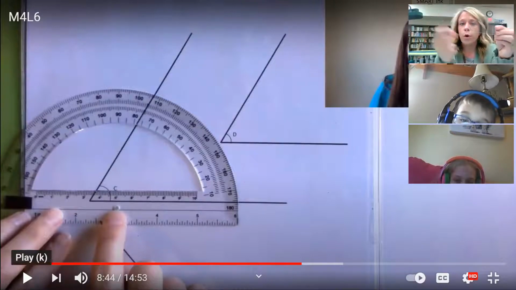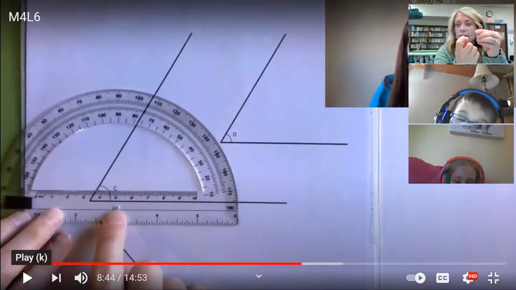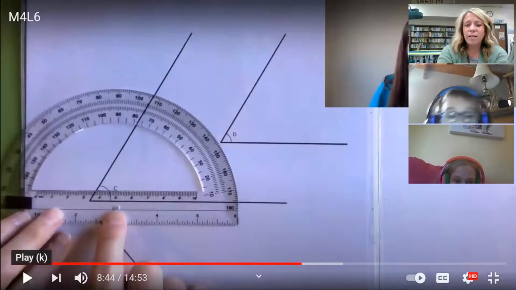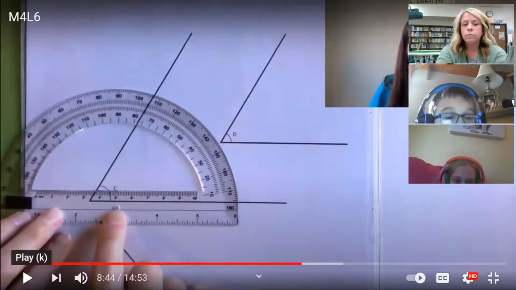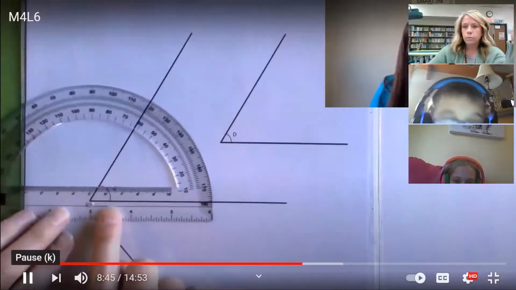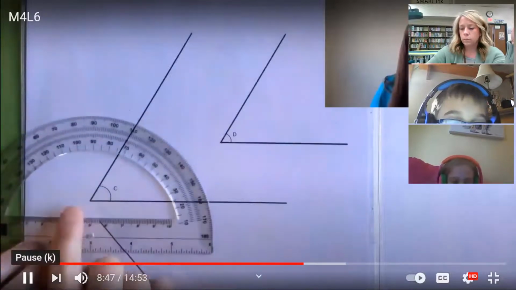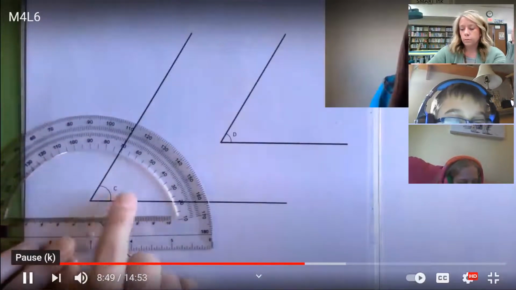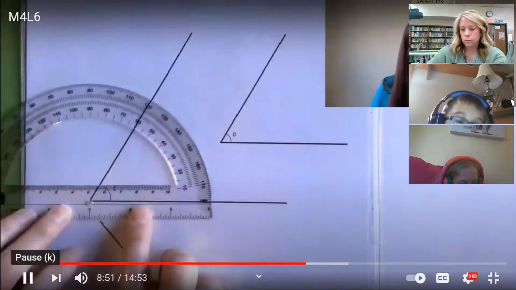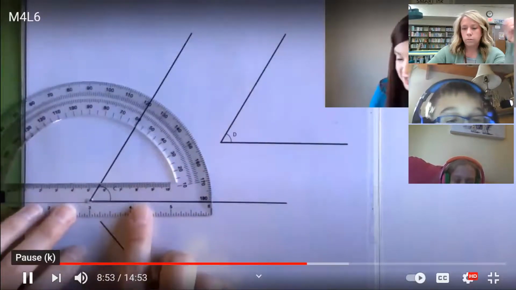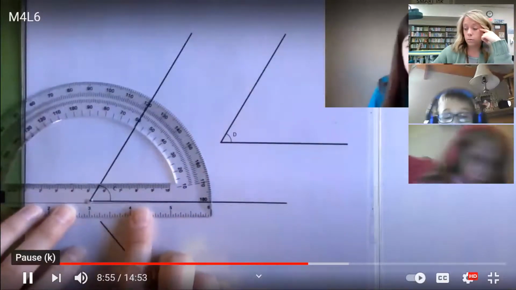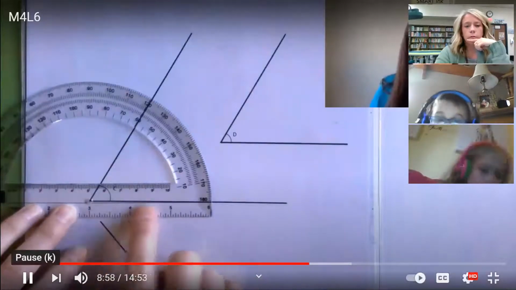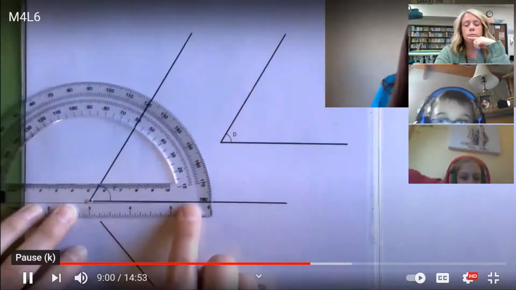The first checkpoint is making sure the center of this is lined up exactly with the vertex of the angle. See that notch there? With the vertex of the angle. So here's the vertex of angle C where the two sides meet. And I'm going to align that with the notch in the center. There we go. And then we have to align the zero line or the baseline on the protractor.